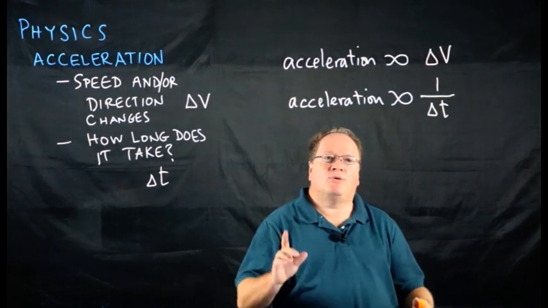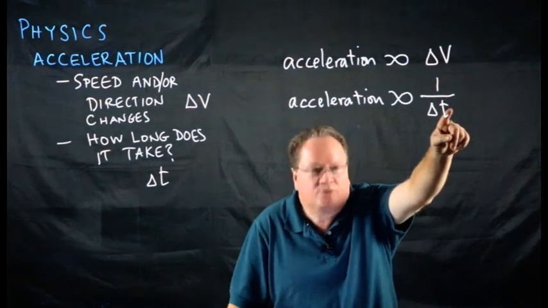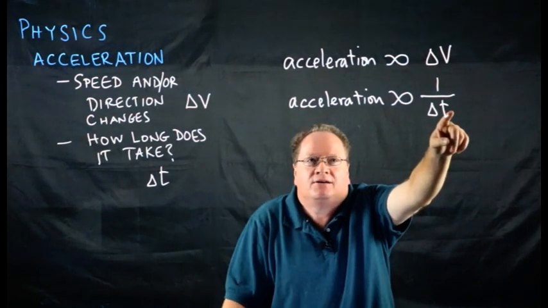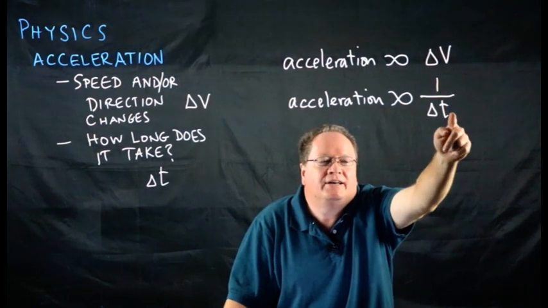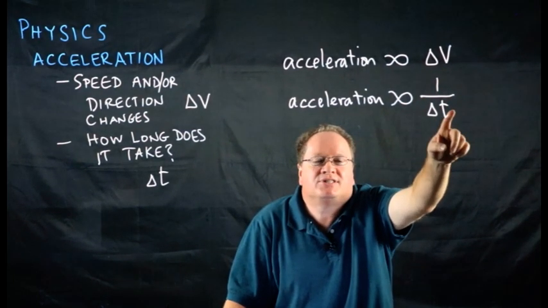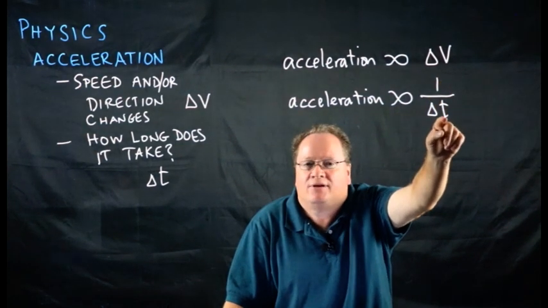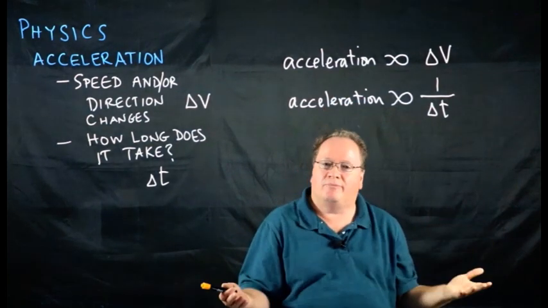All right, so what would this mean? The bigger that this number is, let's just say it took me 1 second to undergo a certain change in velocity. Well, my acceleration then would essentially be 1. 1 over 1 is 1. But what if it took 10 seconds? Well, then it would be 1/10, which would make my acceleration much smaller, 1/10 of what it would have been.